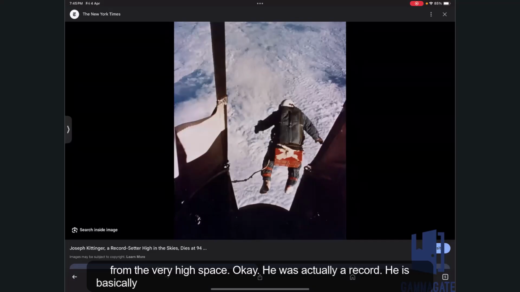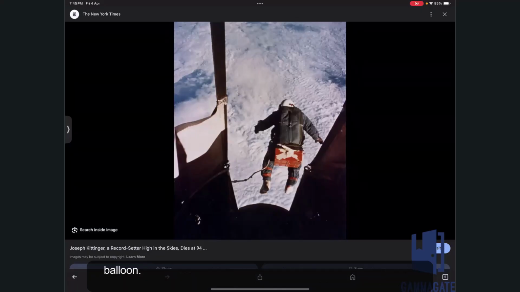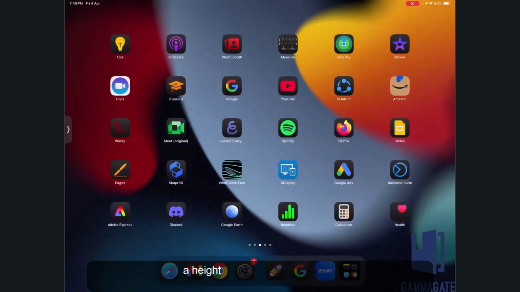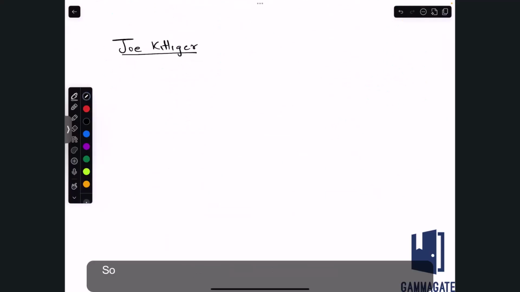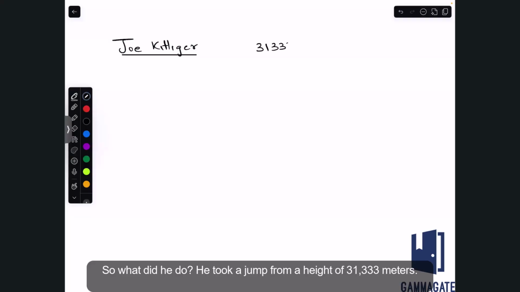He is basically trying to jump from a very high aircraft. It was actually a balloon. It went very high, and he jumped from there, and he set the record. And this was in 1960. So this is Joe Kittinger. So what did he do? He took a jump from a height of 31,333 meters, about 31 kilometers above the earth. From there, he took a jump.